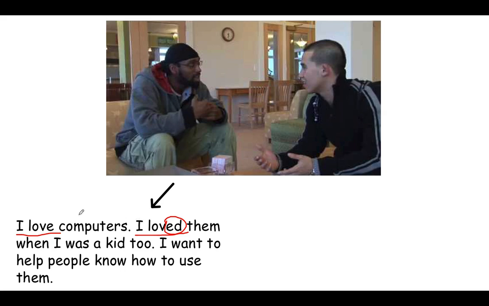One is right now in the present, and this other one is in the past. I loved, past tense, them when I was a kid too. So he's saying when he was a kid, he really loved computers. Now, all the time, he still loves computers. So that's why he uses two different tenses: he's talking about two different times in his life.